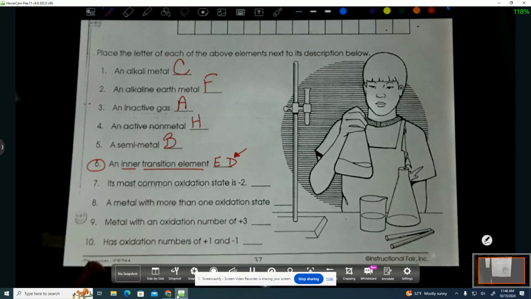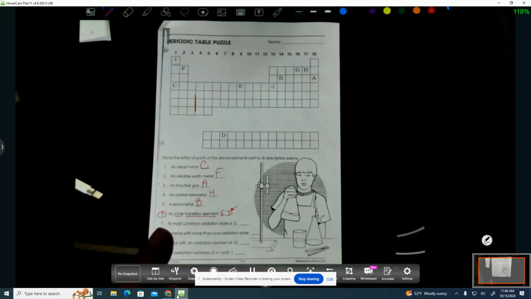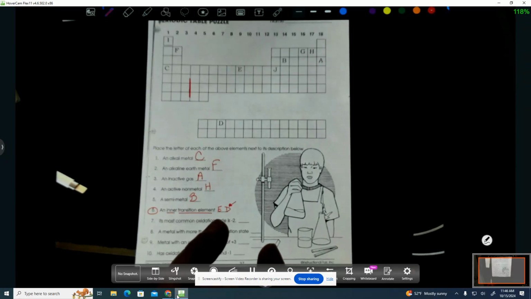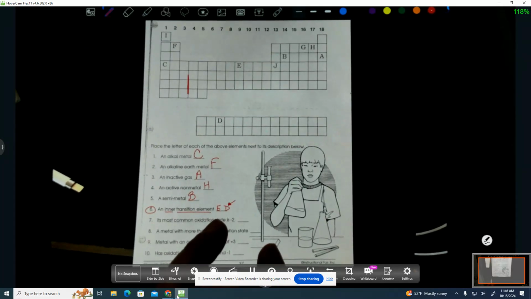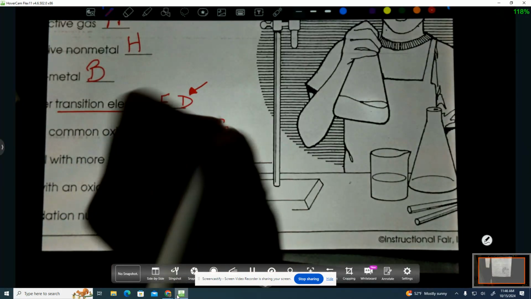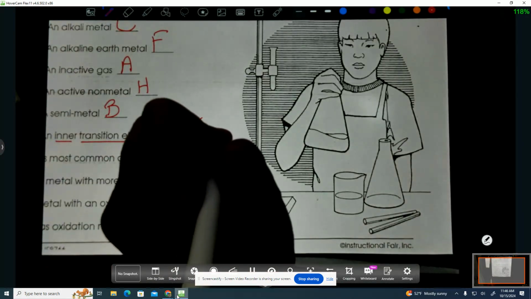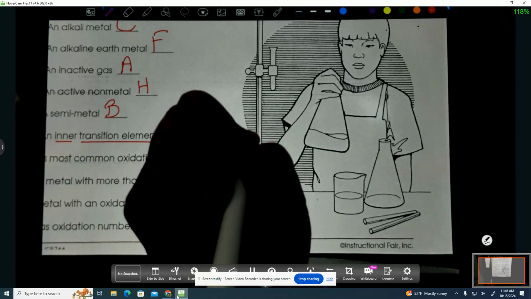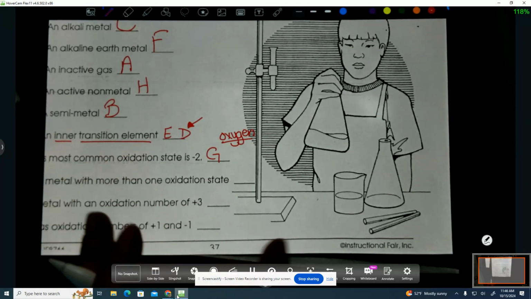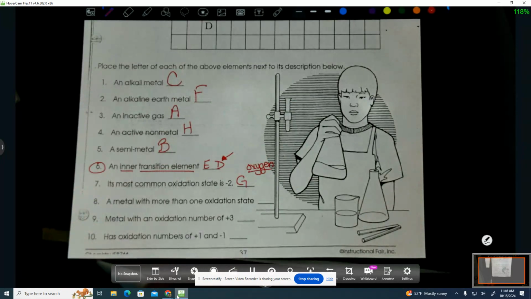All right, the most common oxidation number or state is -2. Where do we find -2 oxidation numbers? I like G. What element is G? It's oxygen. Oxygen, start to commit that to memory. Oxygen is almost always going to be a -2.